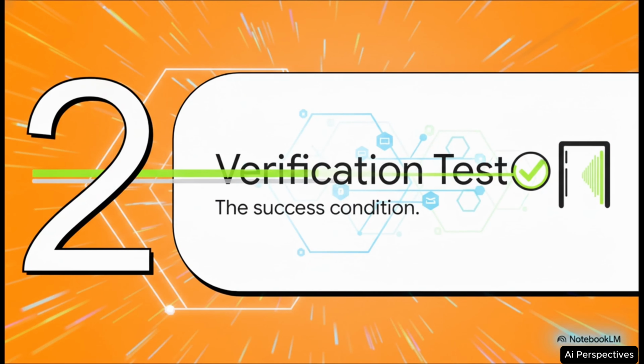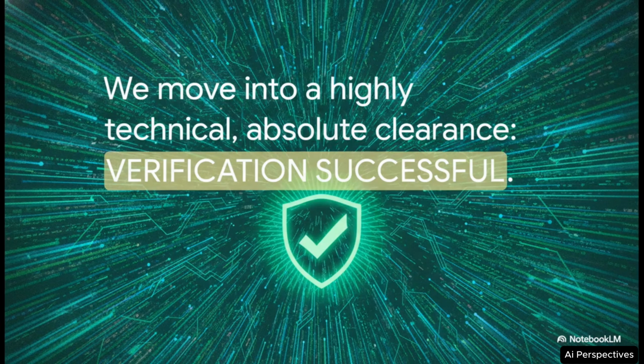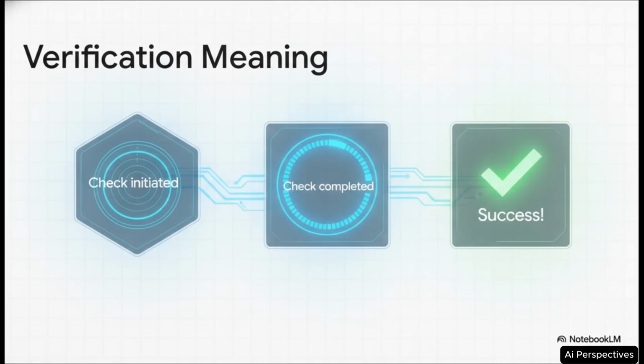Moving on to Section 2. Passing the verification test. The success condition. So once that brief pause wraps up, we hit a really critical milestone. Look at the definitive, all-caps statement here. Verification successful. Notice that immediate shift in tone. We've gone completely away from the soft, polite, just a moment, into this highly technical, absolute clearance. The system has officially made a decision about your connection. And what this brilliantly illustrates is that a rapid, invisible test was conducted totally behind the scenes, and your connection passed. Let's break down exactly what that means.